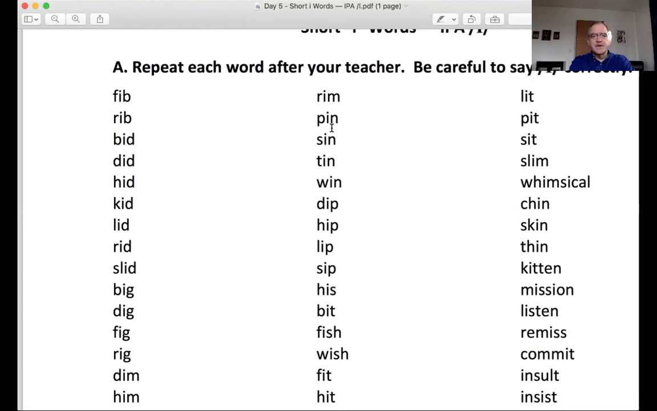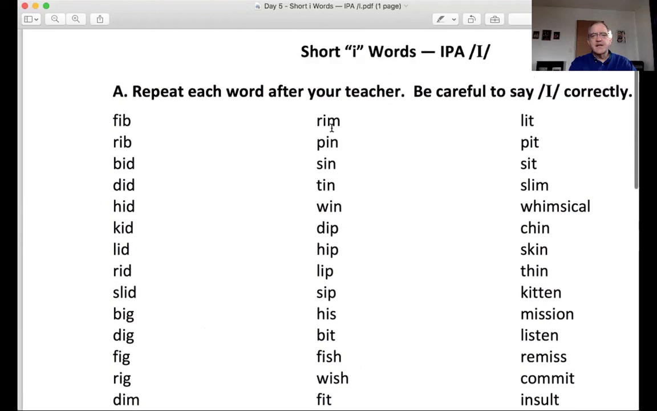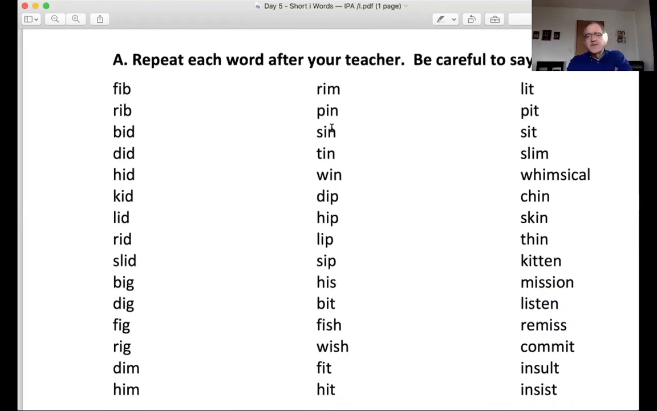Lip. Sip. His. Bit. Fish. Wish. Fit. Hit. Now let's go up. We have some longer words in just a minute. Lit. Pit. Sit. Slim.